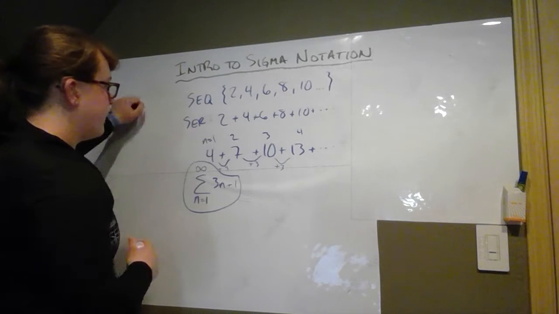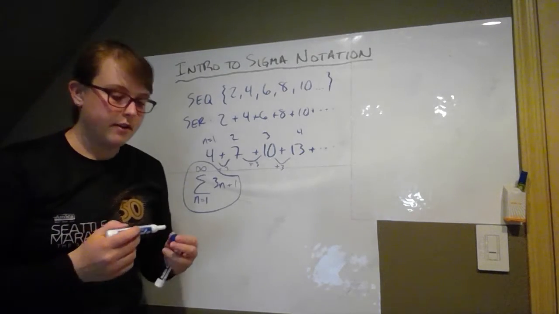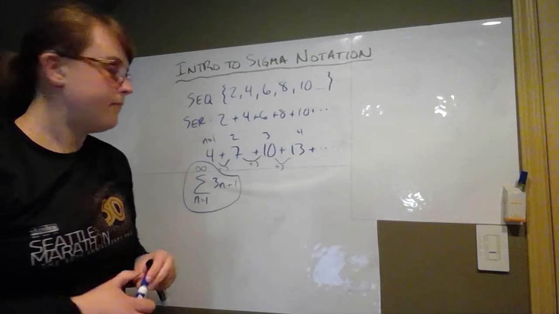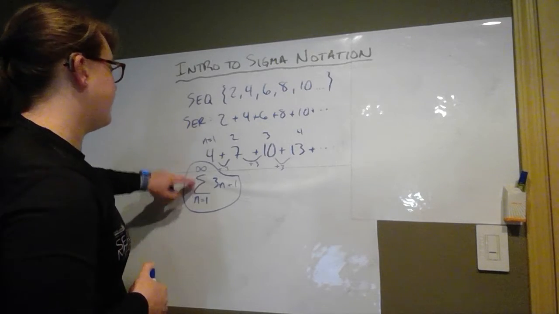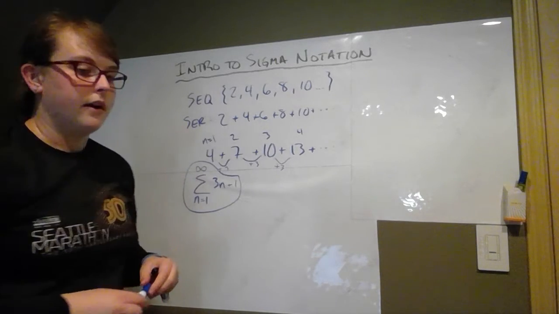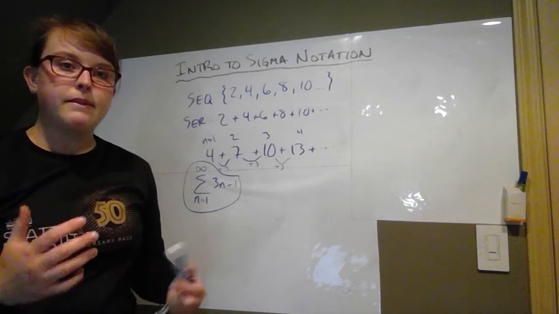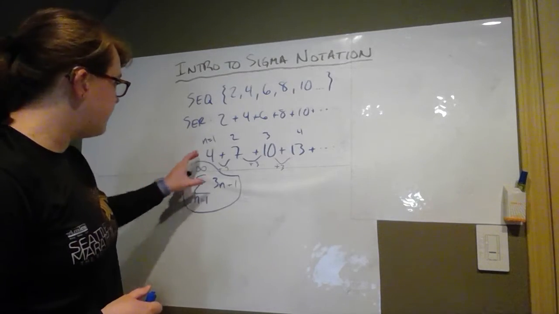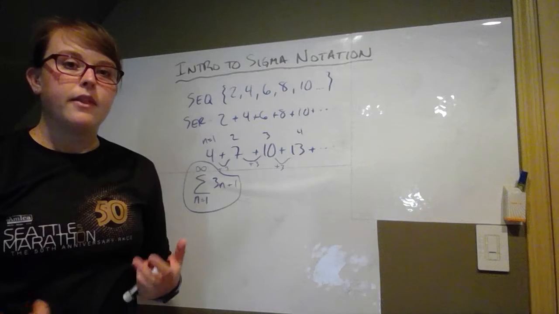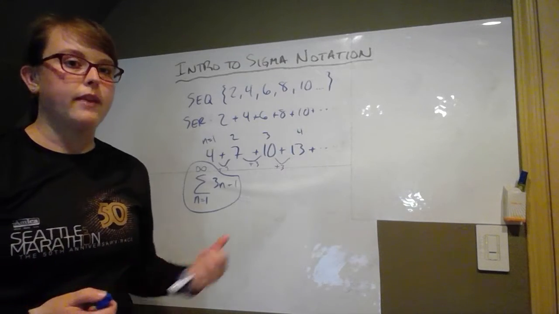Okay, so that's an example of finding the sigma notation given the series. There's some common ways, so if that didn't seem super intuitive, that's okay. There are some common ones to watch out for, and this is one of them.